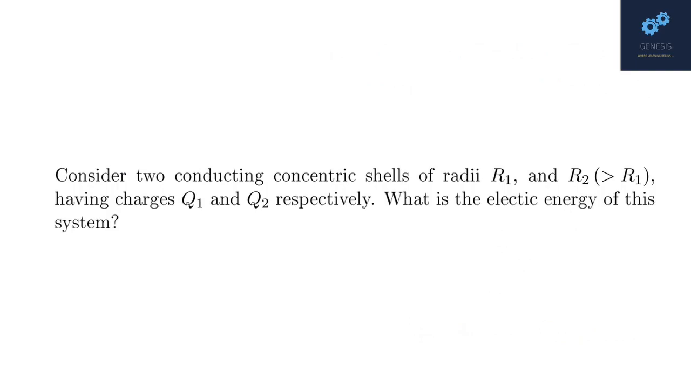The problem goes like this. Consider two conducting concentric shells of radii r1 and r2, where r2 is greater than r1, having charges q1 and q2 respectively. What is the electric energy of this system? I suggest you pause the video and try to do it on your own.